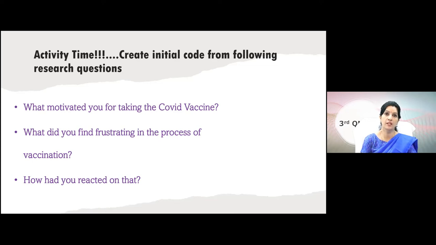You have to create an initial code. What did you find frustrating in the process of vaccination? And how did you react to that? Based on these research questions, all of you, please frame three codes. I mean, replace these research questions with one word or a few words.